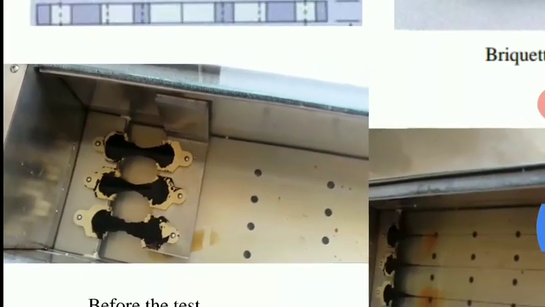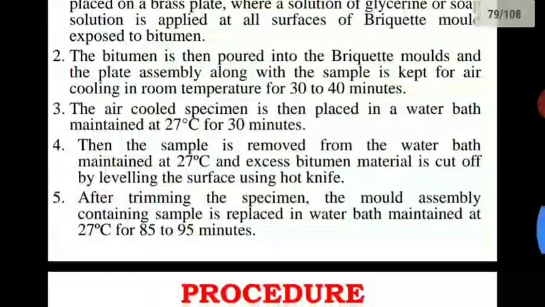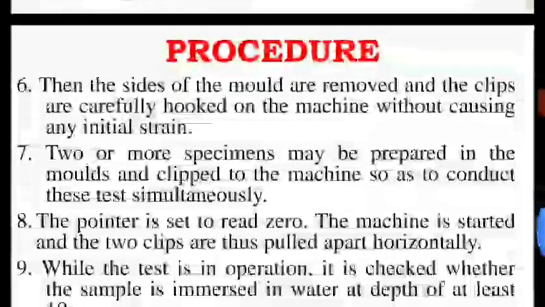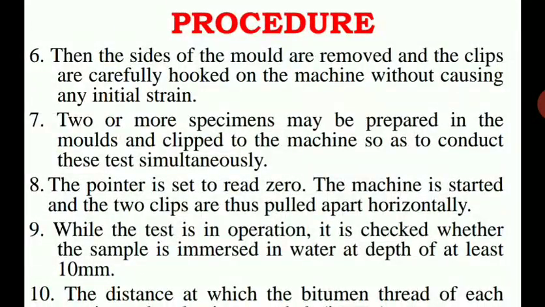Okay, and then after the trimming process, the mold assembly containing the sample is replaced in a water bath, which is maintained at 27 degrees Celsius for 85 to 90 minutes. So again we need to keep it in the water bath, where again the temperature needs to be maintained around 27 degrees Celsius, for a duration of 85 to 95 minutes. And after this, the sides of the molds are removed and the clips are carefully hooked on the machine without causing any initial strain.